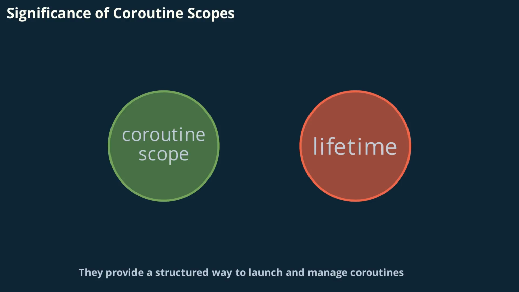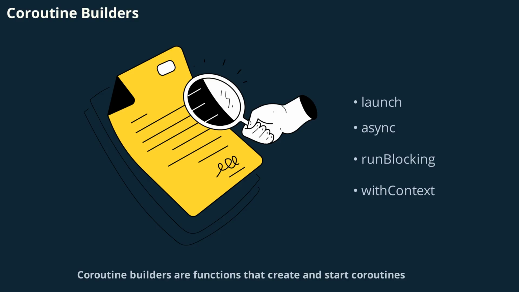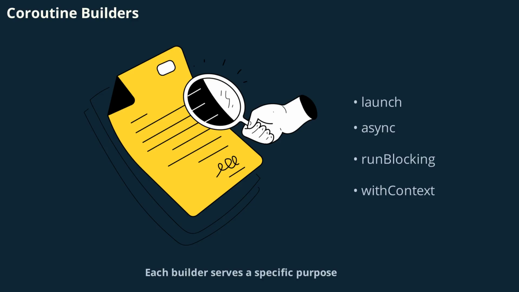They provide a structured way to launch and manage coroutines, allowing for better control and organization of concurrent tasks. Proper scope management is key to robust coroutine usage. Coroutine builders are functions that create and start coroutines. Common builders in Kotlin include launch, async, runBlocking, and withContext. Each builder serves a specific purpose, allowing you to tailor coroutine creation to your needs.